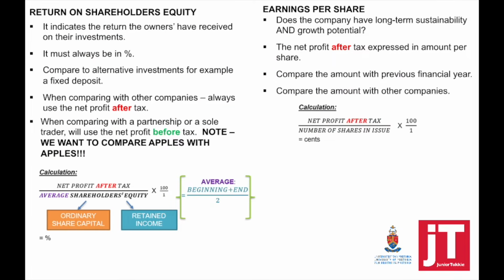When we're looking at return on shareholders' equity, it is very important to understand that your shareholders' equity consists of your ordinary share capital and your retained income. So when we calculate the return on the shareholders' equity, we have to take the net profit after tax and we divide it by the average shareholders' equity. When we're looking at average, it's always the beginning plus end divided by 2.